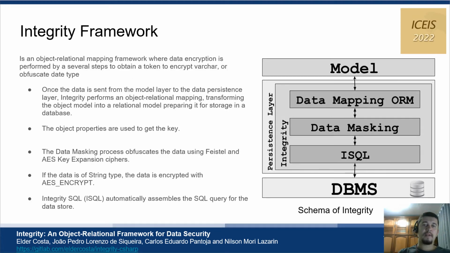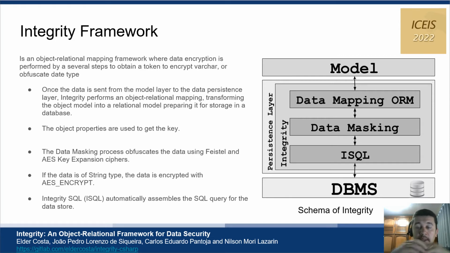And now we enter the Integrity framework indeed. It is an object-relational mapping framework, as I said before, where data encryption is performed by several rules and steps to obtain and generate a token to encrypt varchar data types or obfuscate the data types. As you can see in the schema of Integrity in the slide, once data is sent from the model layer to the persistence layer, Integrity performs an object-relational mapping, transforming the object model into a relational model prepared for storage in the database.